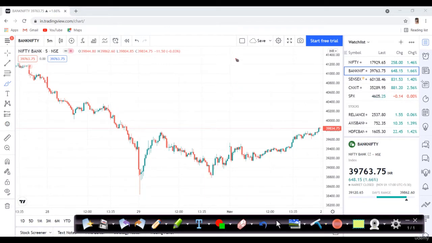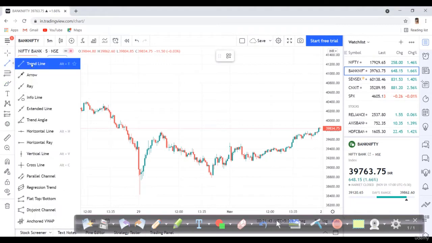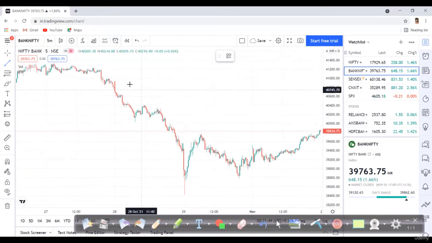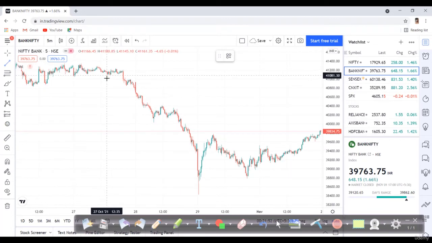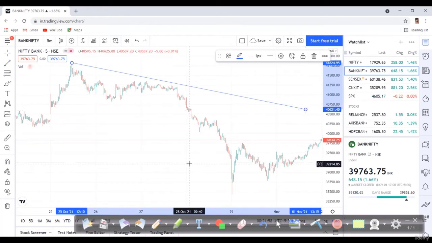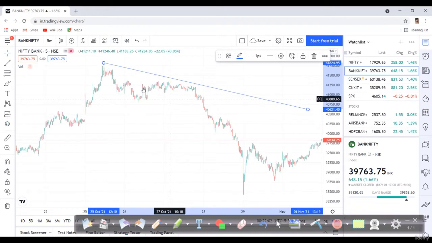Now in the TradingView platform, just select here. In this section you are getting the trend line as an option. Just select trend line and zoom out a little bit so that you draw the trend line from where the selling actually started. Suppose selling started from here or here. If I draw here, does it make sense? No. Why? Because the market is moving in another direction, moving sharply downside.